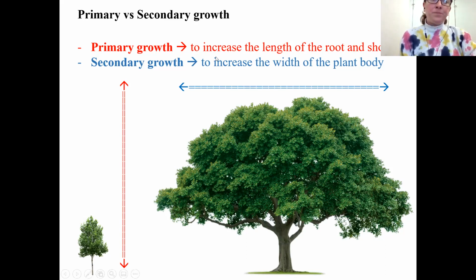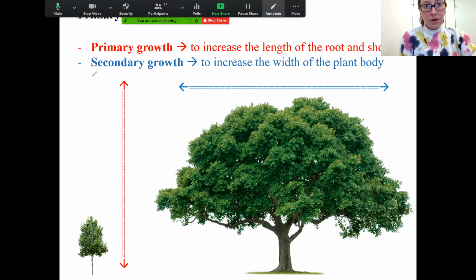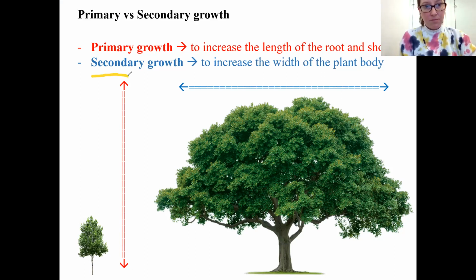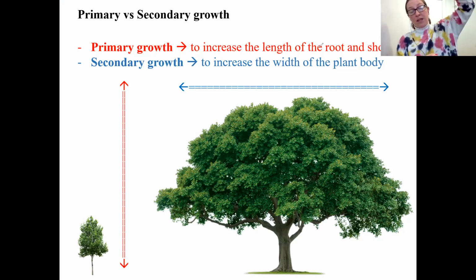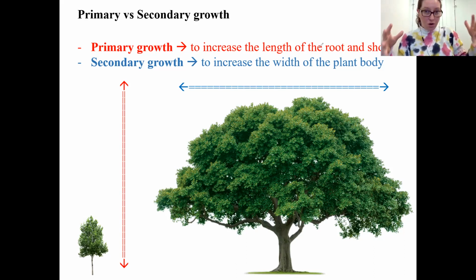And the meristems involved in secondary growth are not the same meristems that are involved in primary growth, different ones. So some meristems are involved in getting the plant longer. Other meristems that we haven't talked about are involved in getting the plant wider.